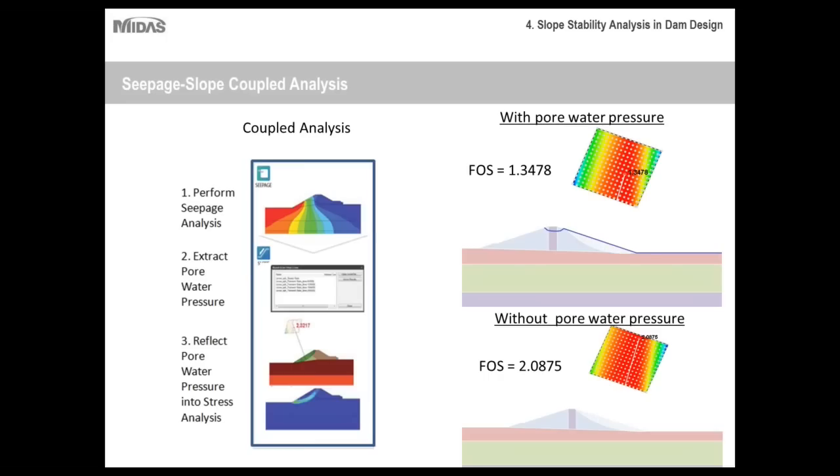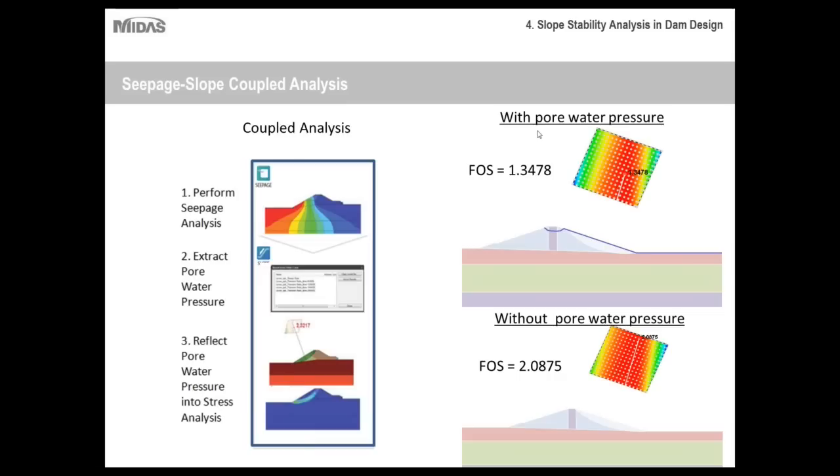Now, coupled analysis. So say, for example, you want to do a coupled analysis just to see if a measure such as a drainage blanket or maybe a clay core would be needed. So we reviewed this in one of our previous lectures, but just as a review, first and foremost, you'd perform your seepage analysis to get your pore water pressures. Then you'd extract your pore water pressures and you'd reflect those into your stress analysis or your slope stability analysis. And so as you can see, they'd be modeled directly into your slope stability analysis.